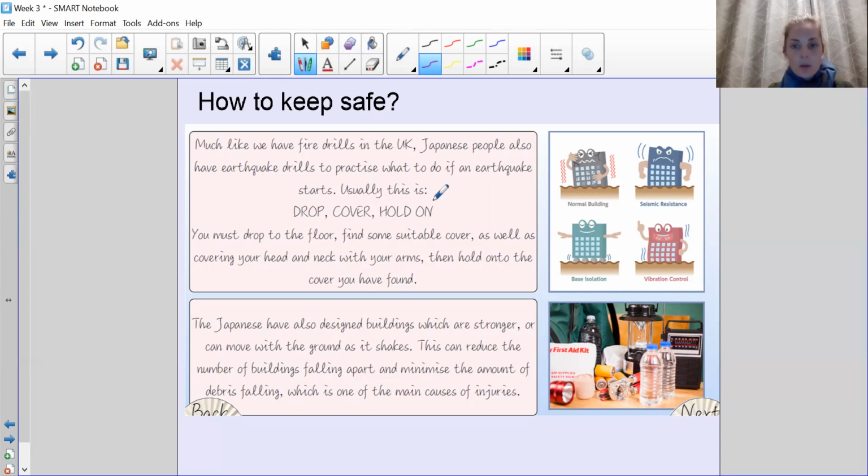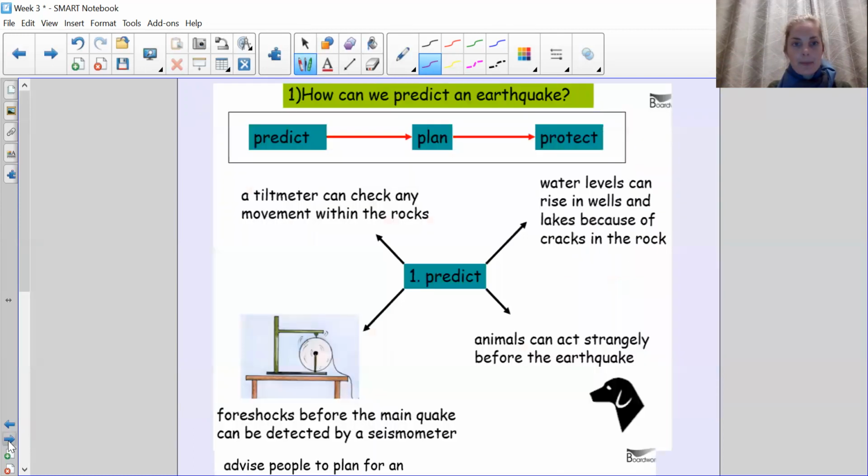They've also designed buildings which are much stronger, or which can move with the ground, all right. This reduces the number of buildings falling apart and minimizes the amount of debris falling, which is one of the main causes of injury. Debris is anything that has been broken off. If the building is crumbling down, obviously pieces will be flying around. And you can see here the different types of vibrations that they get and how the Japanese people have designed a building that would allow the building to actually move. Quite amazing, okay? So you could have a little look at those pictures.